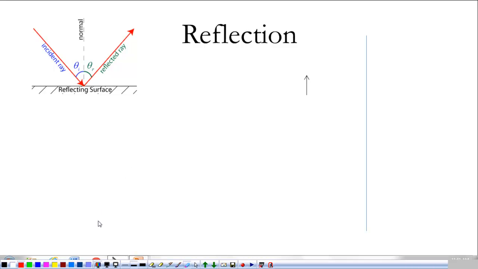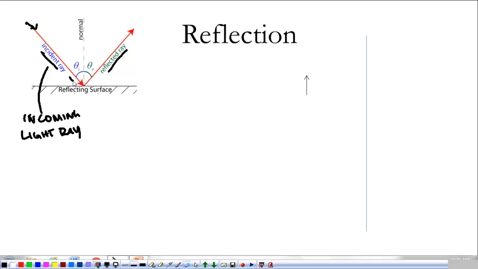Reflection. Reflection is a pretty cool principle, but it's pretty easy. Imagine we have a flat reflecting surface. We're going to have a ray of light come into that flat reflecting surface. We call it the incident ray. That's the incoming light ray. Once it hits the surface and is bounced off, we call it the reflected ray. I don't know if I have to define that for you, but that's the ray that's reflected off.